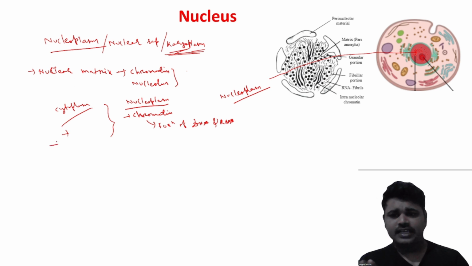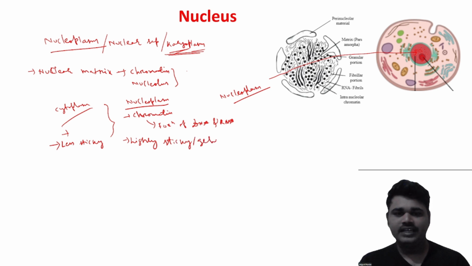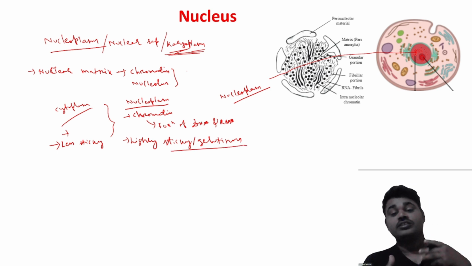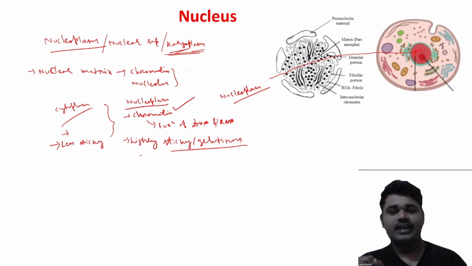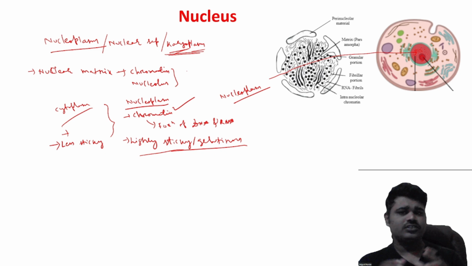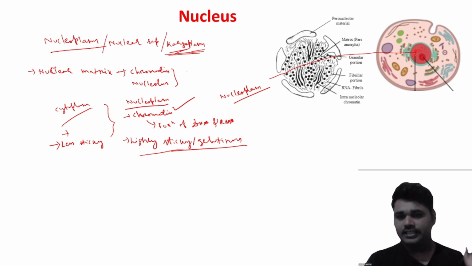Another difference is that the cytoplasm is less sticky, while the nucleoplasm is highly sticky or highly gelatinous. What is gelatinous or highly sticky? That means it is present in a more concentrated manner in comparison to the cytoplasm. So there are two differences between the cytoplasm and the nucleoplasm. One is the presence of chromatin in the nucleoplasm, and another is that it is a highly sticky or highly concentrated structure in comparison to the cytoplasm.